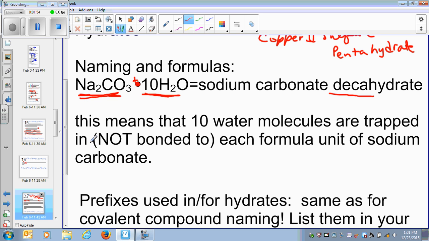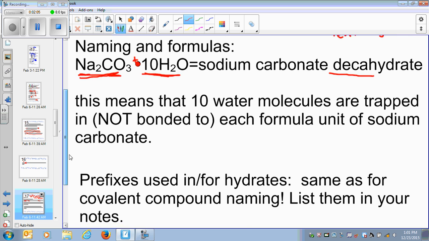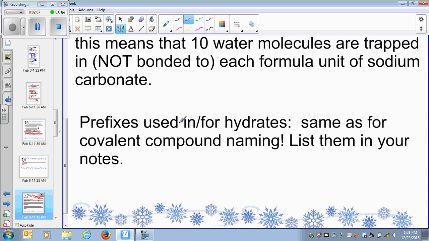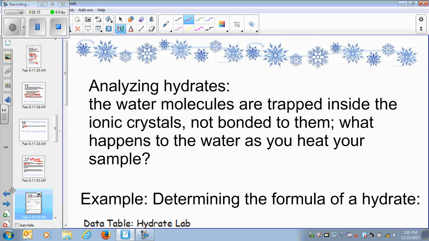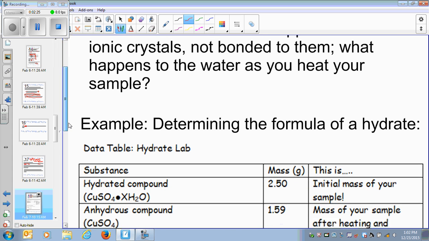Again, it is not a chemical combination, it is a physical mixture. So it is not bonded, they are just attached to it. I can easily heat it and evaporate it. The prefixes used for hydrates are the same as for covalent compounds: mono, di, tri, tetra, penta. So this is how we name them. The water molecules are trapped inside the ionic crystals, but they're not bonded to them, and when you heat it, it can easily evaporate.